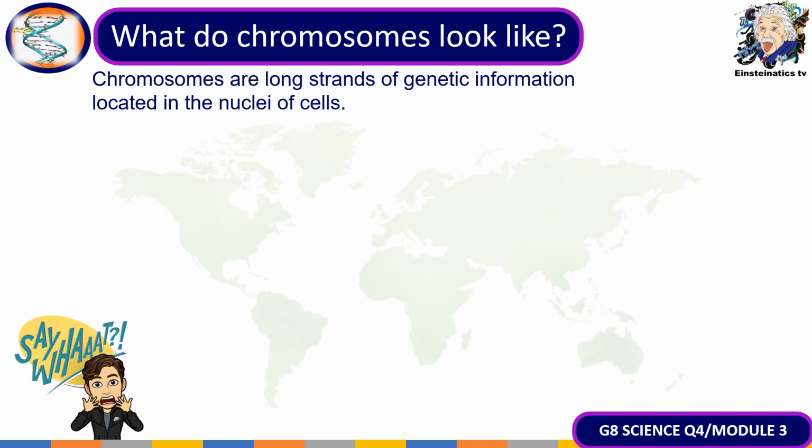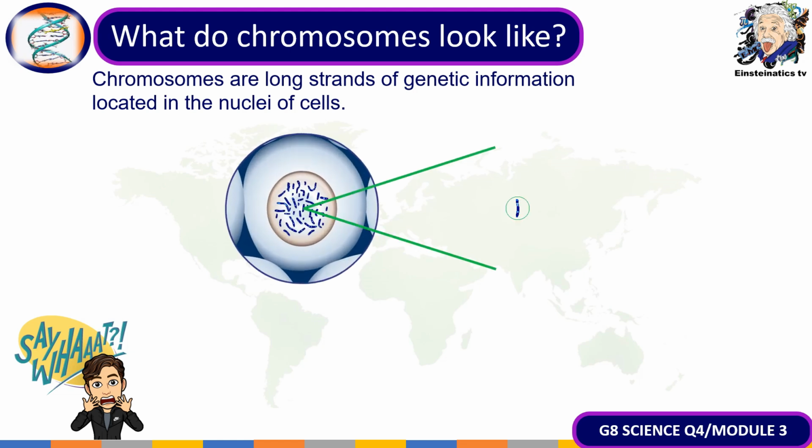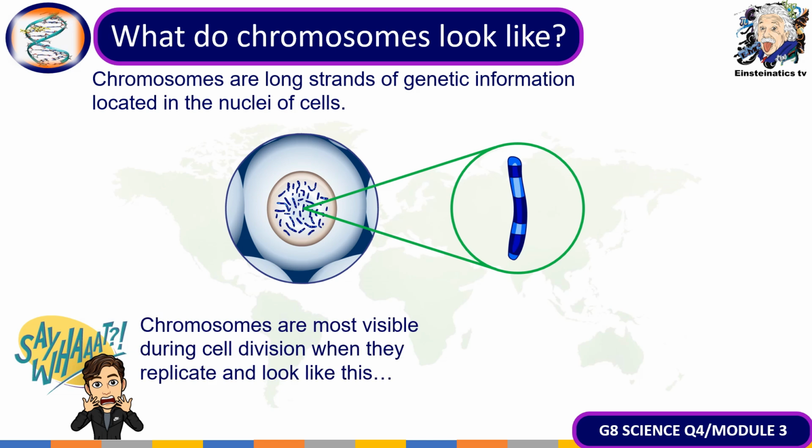Based on our previous topic, we already know na yung mga chromosomes ay matatagpuan sa nucleus of the cell. So as you can see, ito yung itsura ng isang chromosome. So yung chromosome is not visible or it is only visible during cell division, either in mitosis or meiosis, which we have taken up from our previous topic.